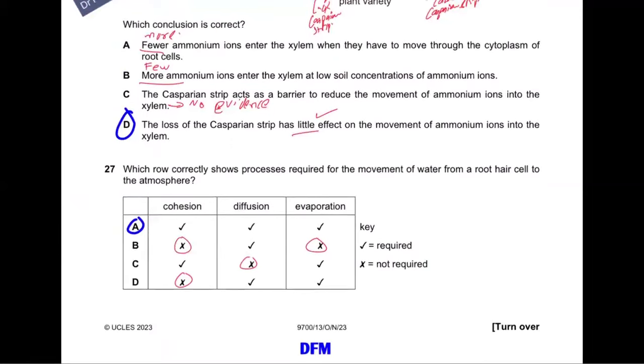Which row correctly shows the process required for the movement of water from a root hair cell to atmosphere? So cohesion, yes. Diffusion, yes. Evaporation, yes. All the three processes must occur.